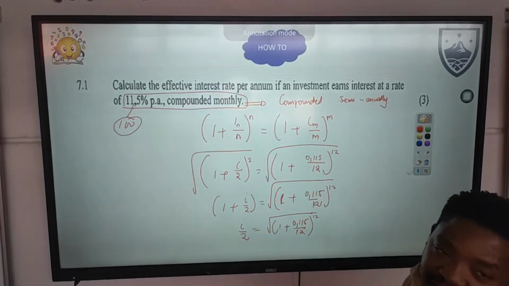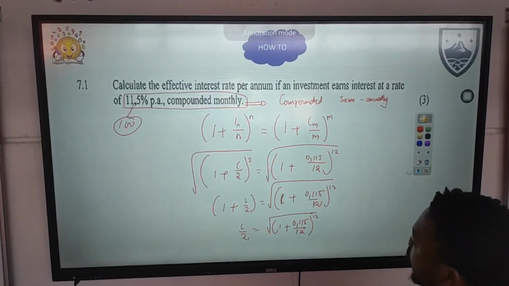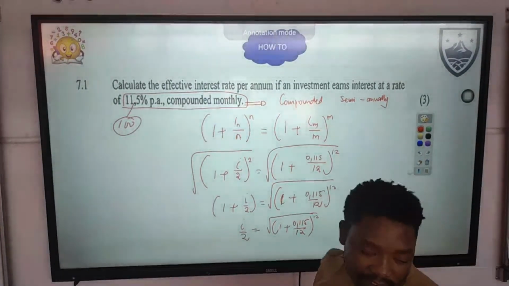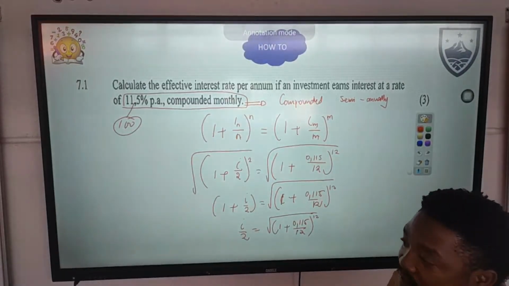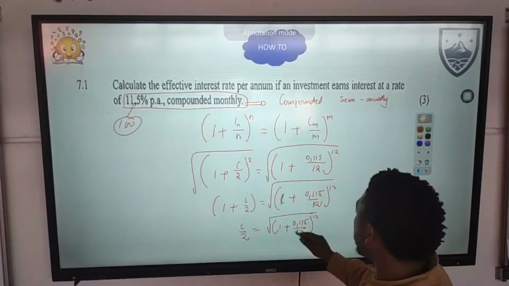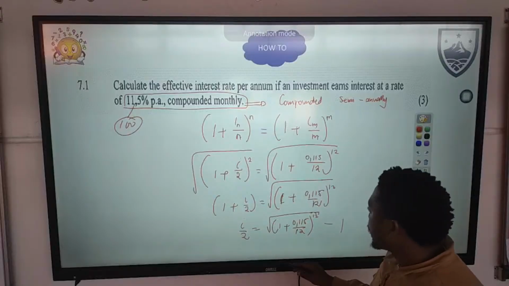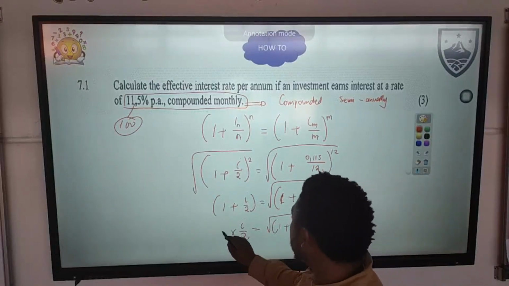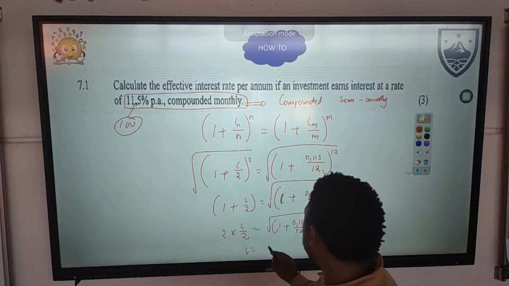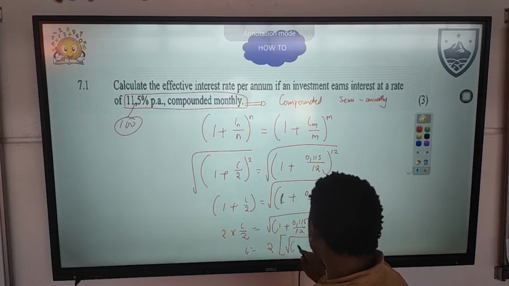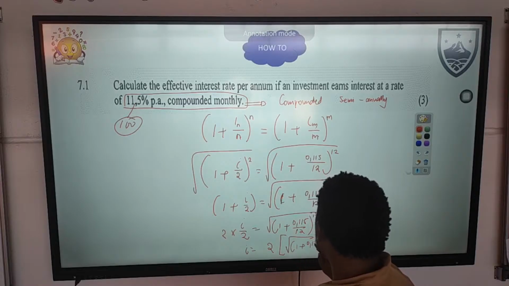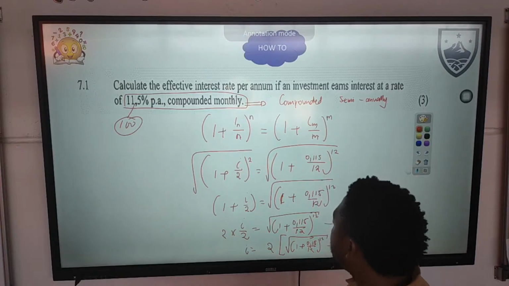It's very important in finance to round off at the end so that you don't lose any sense, because nobody likes to lose money. Yeah? Then we transpose this 1 to the other side, so it's going to be a minus 1. It's not inside the square root. And then we can multiply by 2, so our i will simply be 2 times the whole thing: the square root of 1 plus 0.115 over 12 to the power of 12, minus 1, and then multiplied by 2.